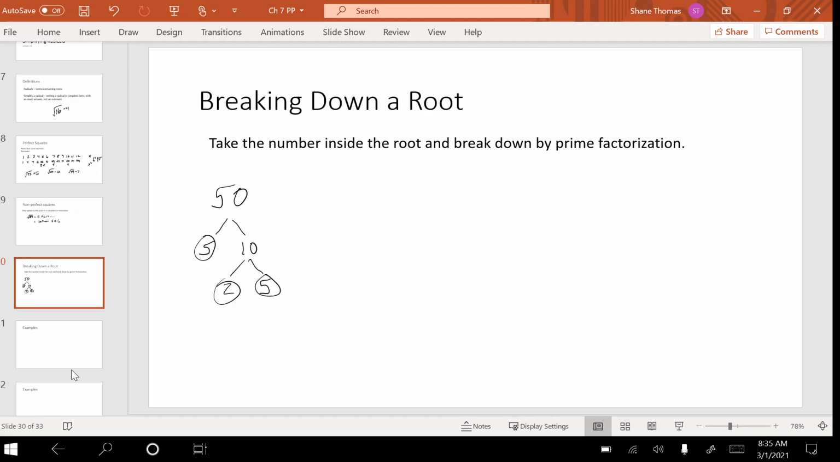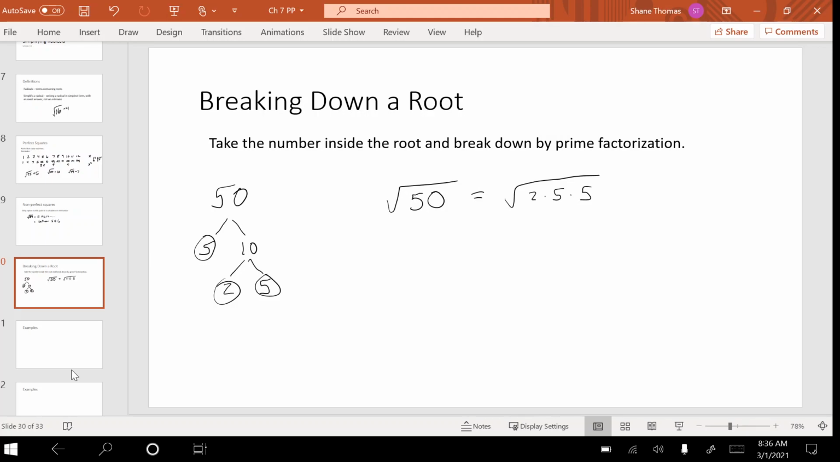A square root is just the opposite of a square, correct? So if I had 5 times 5, that's 25, right? What's the square root of 25? 5. What did I need? I needed two numbers. That's what I'm going to look for inside my radical. Let's make this the square root of 50. Well, the square root of 50 is equal to the square root of 2 times 5 times 5.